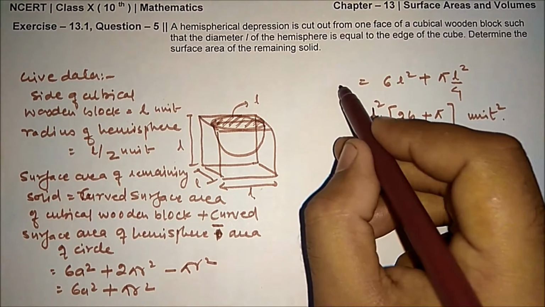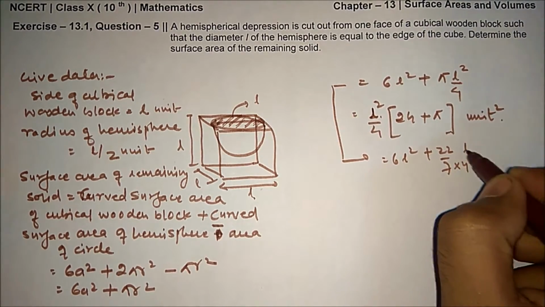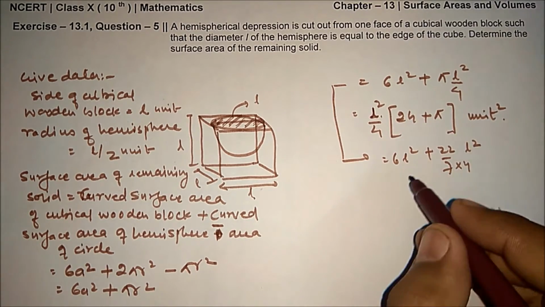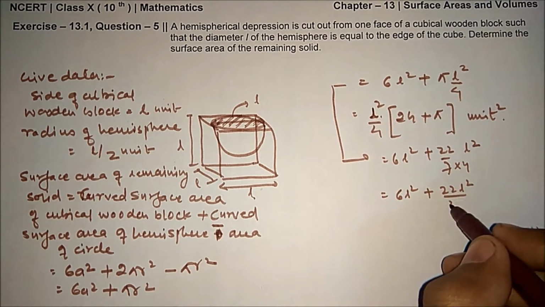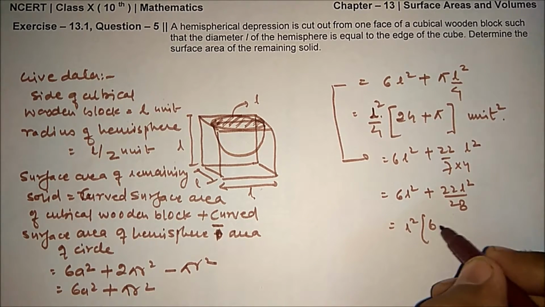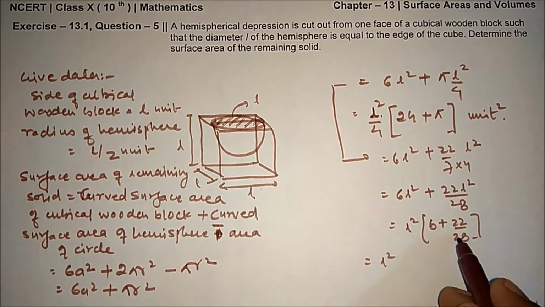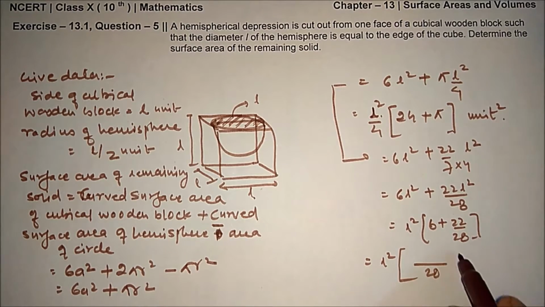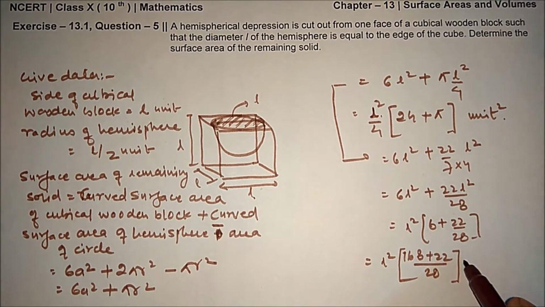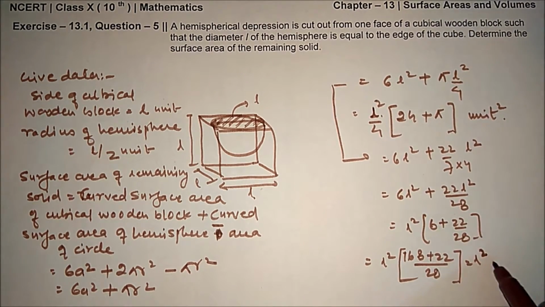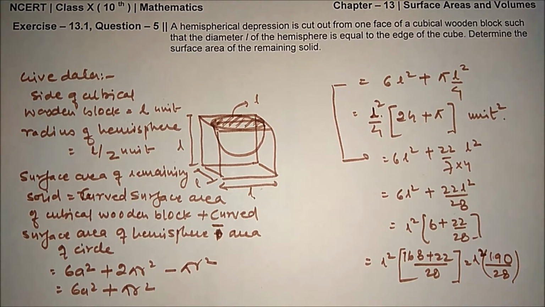You can further solve it, or you can do from here, like 6L square plus 22 by 7 into L square by 4, okay? I put in the value of pi, that is 22 by 7. So this is 6L square plus 22 L square by 28, okay? So when we take out L square as common, this is 6 plus 22 by 28, okay? So when we solve it further, this is L square, LCM is 28. 28 into 6 is 168, plus 22, 190 by 28, okay? L square into 190 by 28.